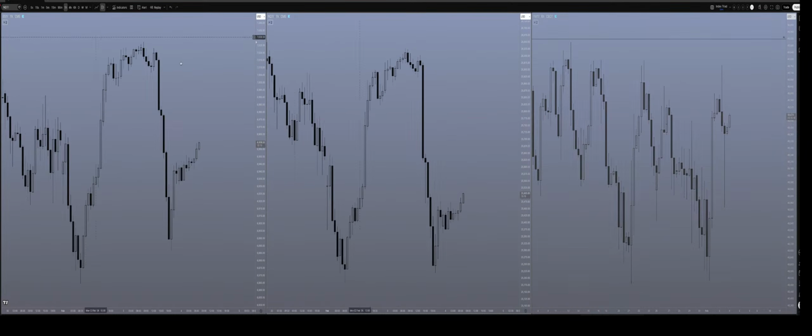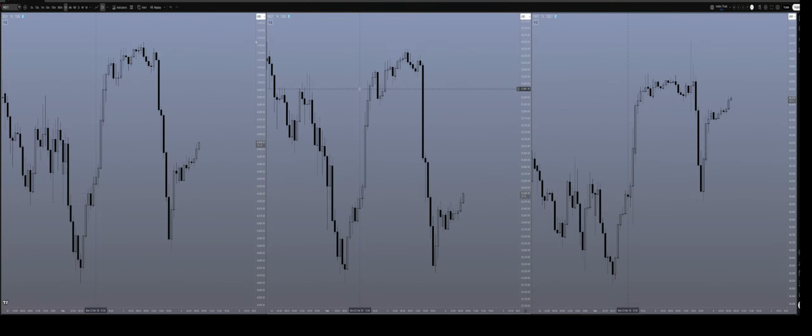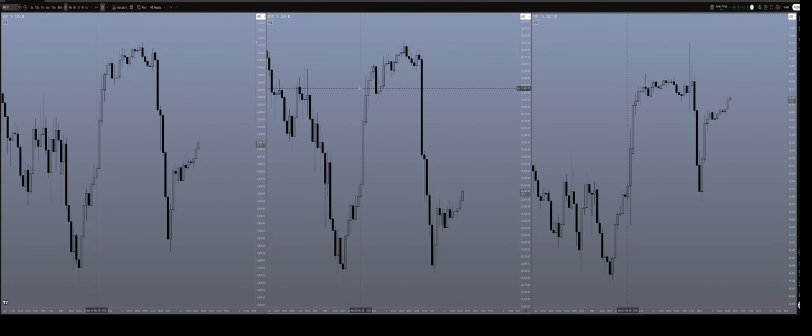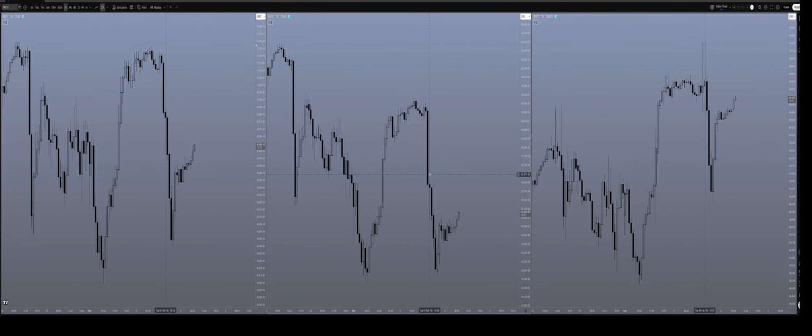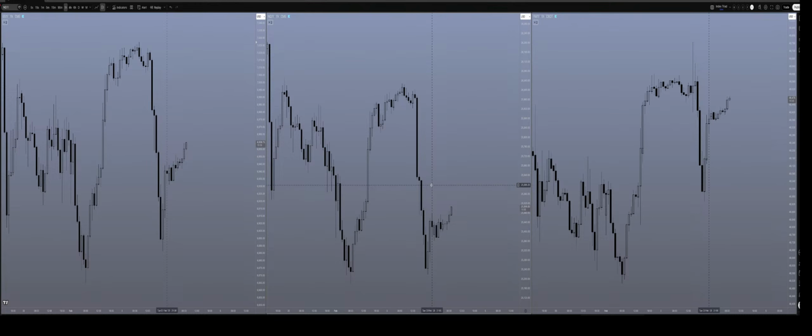Let's go on to the 1 hour. See where we are, still within this range. So all assets are above Asia as well. Let's quickly mark.